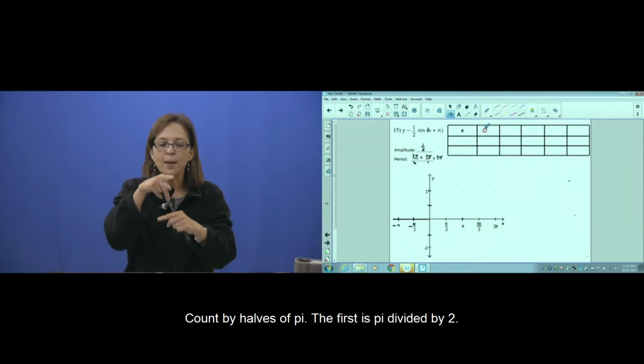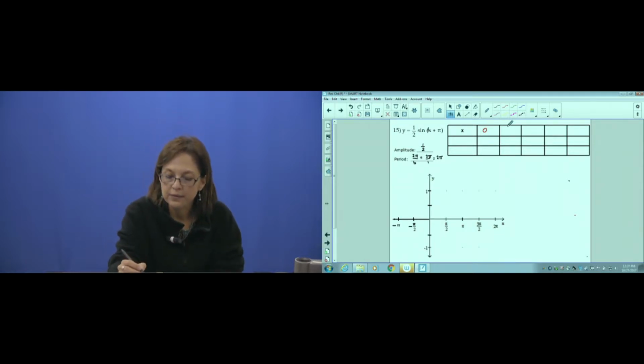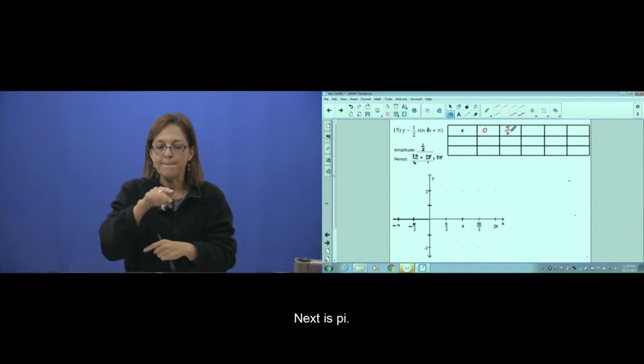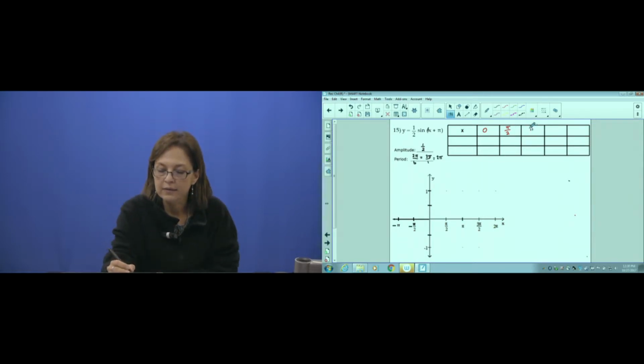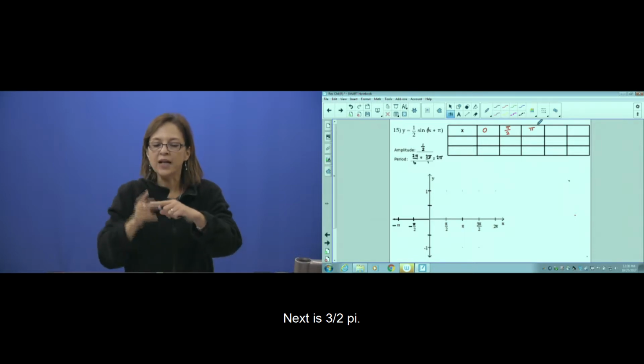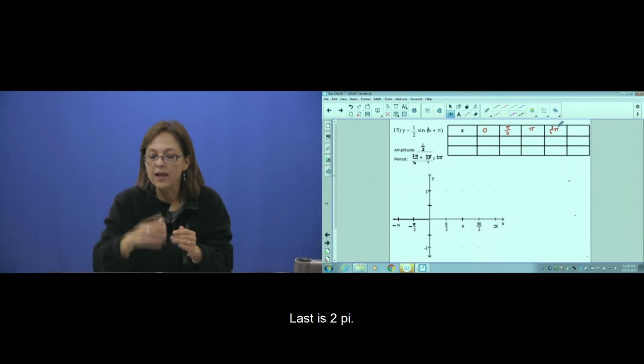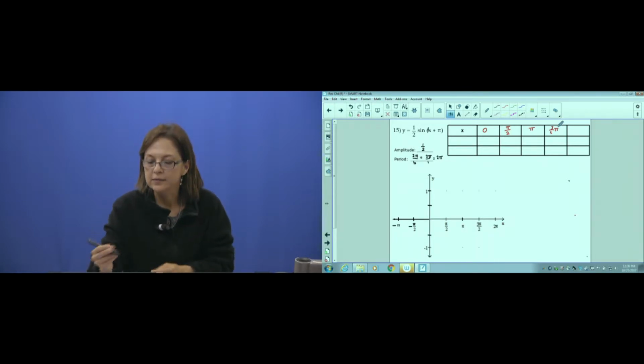Then the first is pi divided by 2. The next is pi. The next is 3/2 of pi. And the last is 2 pi.